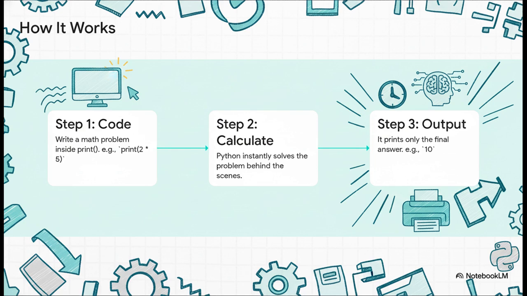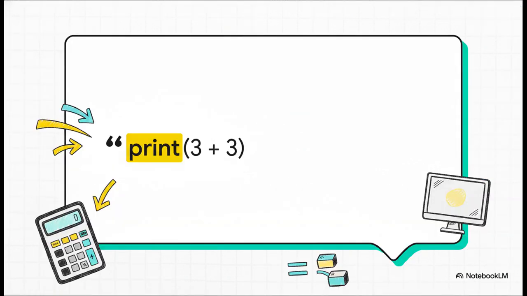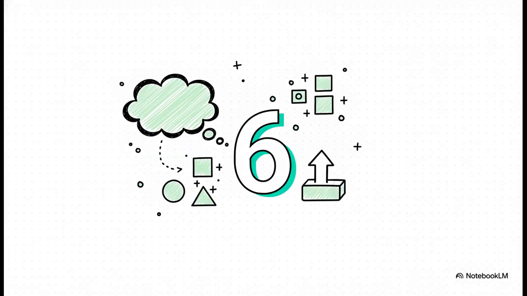It just gives you the final answer. Clean and simple. Okay, let's put it to the test. If we type print 3 plus 3, we're not telling Python, hey, print the characters 3 plus and 3. Nope, we're giving it an order. Solve this and tell me the answer. And just like that, you get 6. See, it did the calculation first and then printed out the result. This is what makes that print command way more powerful than it looks.